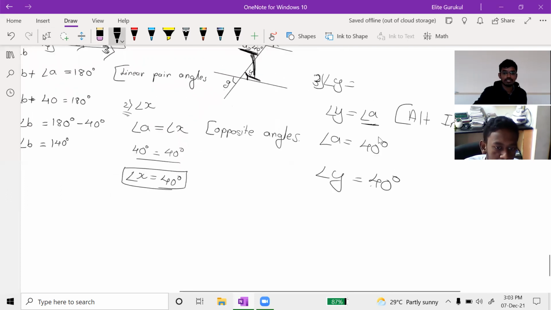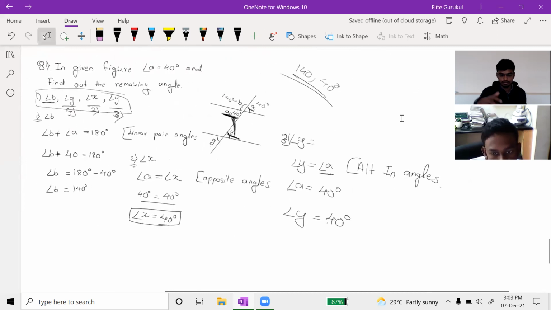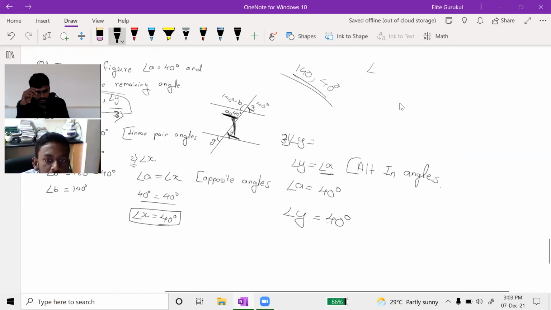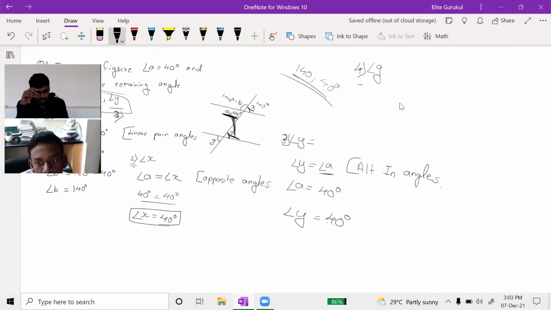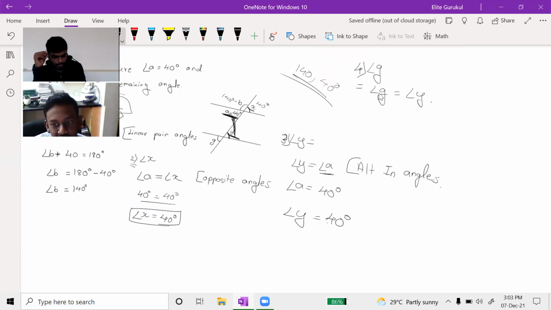And the last one, which is the last one now? Angle G. Angle G will be 40 degree. Which property? Opposite angle. You have to remember it in your head only. So angle G is equal to which angle? Angle Y. And we know that angle Y is equal to 40 degree. So your angle G will also become 40 degree. Write the property, use your opposite angles.